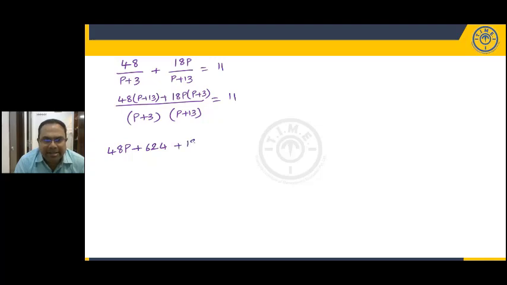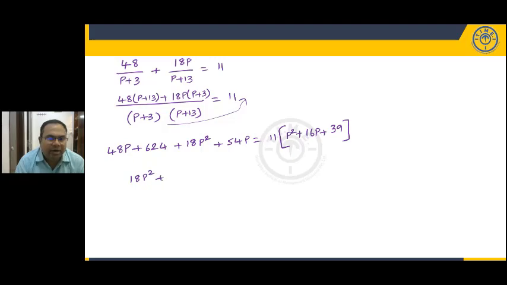Plus 18P square, 18P into P is 18P square, plus 18 3s are 54P is equal to 11 into, if I send this side, it is 11 into this number. What is (P plus 3) into (P plus 13)? P into P, P square, P into 13, 13P plus 3P, 16P. 3 into 13, 39. If I expand this, this is 18P square plus 54P plus 48P. How much? 102P plus 624. Correct? 54 plus 48 is 102.